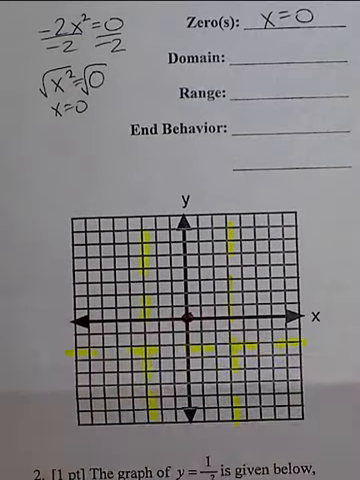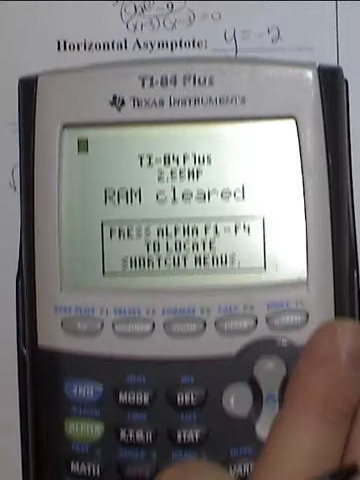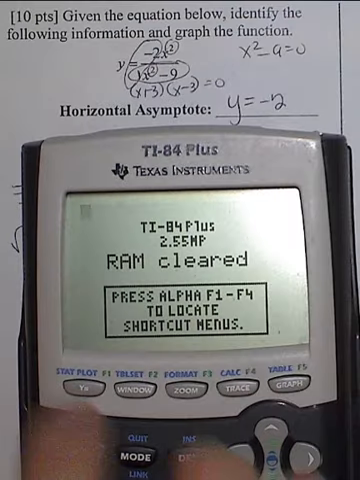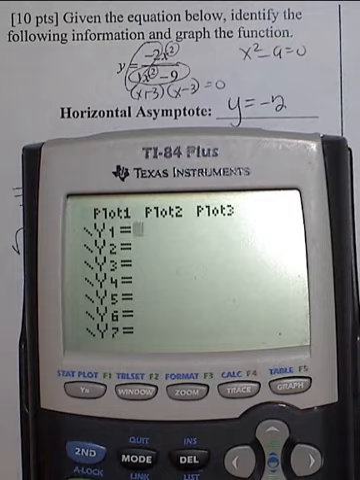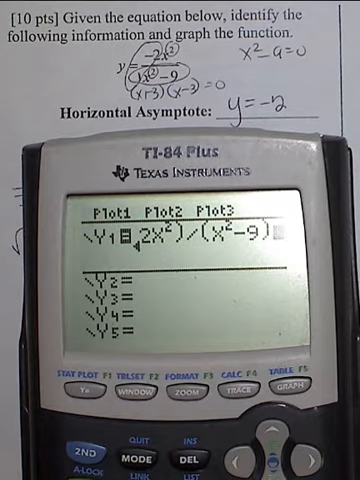Now before I can do the domain and range, I'm going to grab the calculator. Please do second plus 7, 1, 2. I'm going to go up to y equals. I'm going to make a parenthesis and type in negative 2x squared and parenthesis divided by parenthesis x squared minus 9 and parenthesis. Then hit graph.